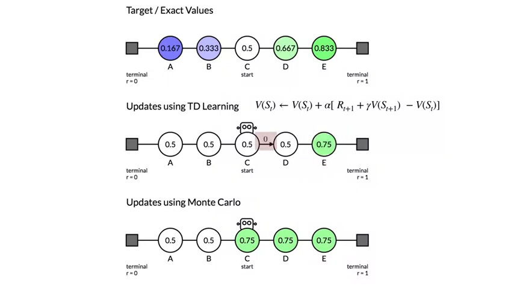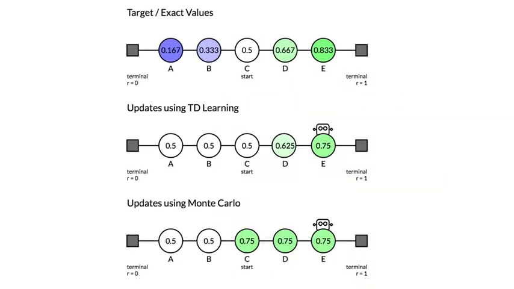To understand this, consider the transition from state C to D. The TD error is equal to the reward on the transition plus the value of the next state, D, minus the value of state C. The reward is 0 because this is a non-terminal transition. The values of C and D are both 0.5. So the TD error is 0, and we make no change to the estimate for C. The same thing happens on every step except the transition into this terminal state from state E. In contrast, Monte Carlo updated the values of all the states the robot saw during the episode.